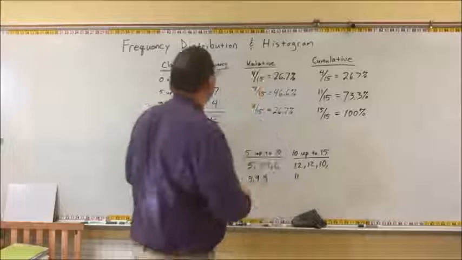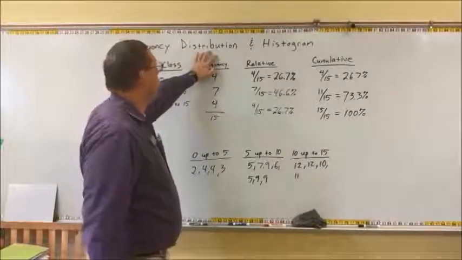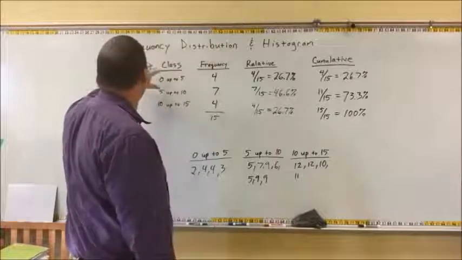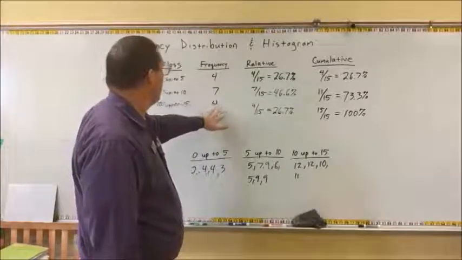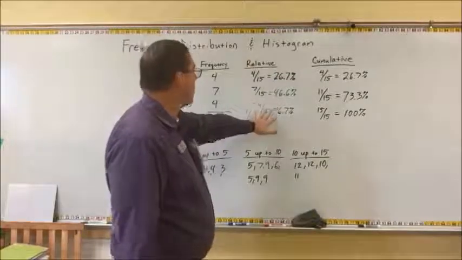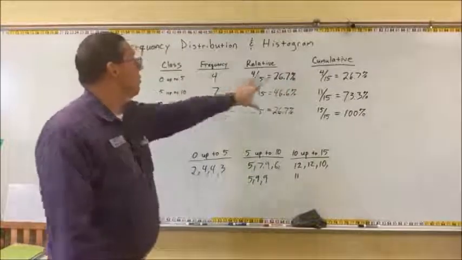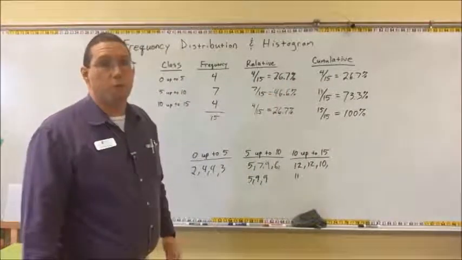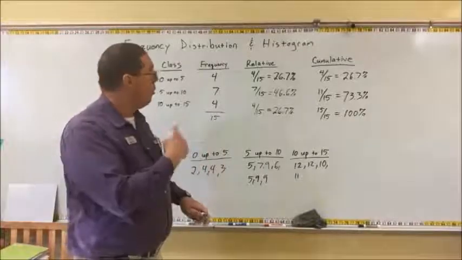And so, to have a complete frequency distribution, you have to have your classes, your frequency, your relative frequency, and your cumulative frequency. And once you do that, that is your complete frequency distribution. Now I'm going to show you how to draw a histogram with this information.